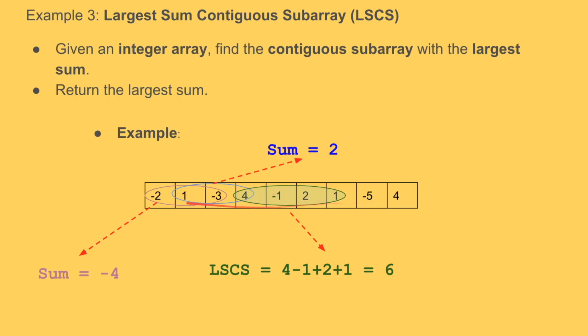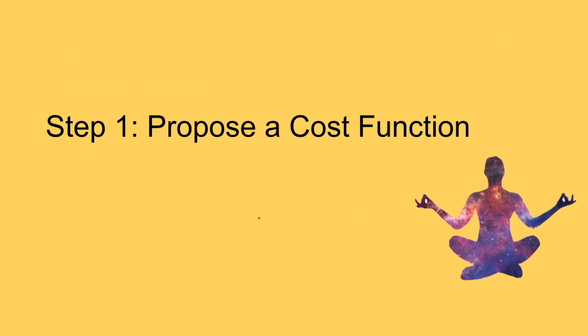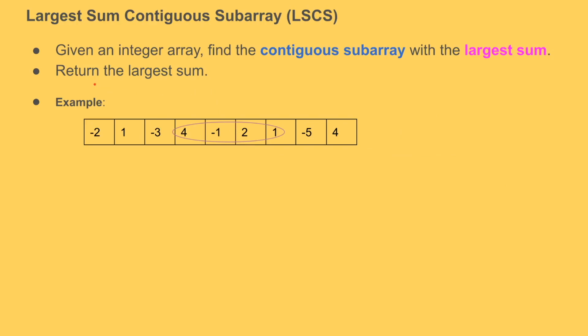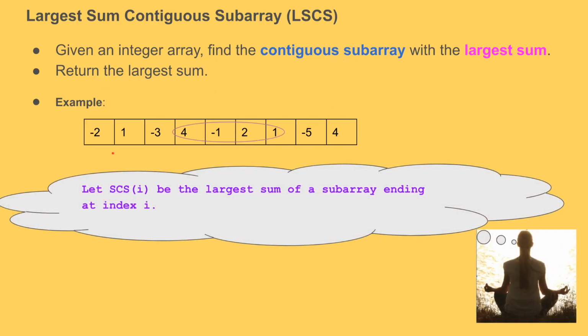And as you can see, there are a lot of subarrays here. The task here is to use dynamic programming to find it. What is our first step? Don't get scared. Propose a cost function. So let's look at the problem again. As we have seen before, using the index of the array is a good start. So let's pick a function called LSCS, where LSCS of I is the largest sum of a subarray ending at index I. For example, at this location of the array, LSCS would be maximized.